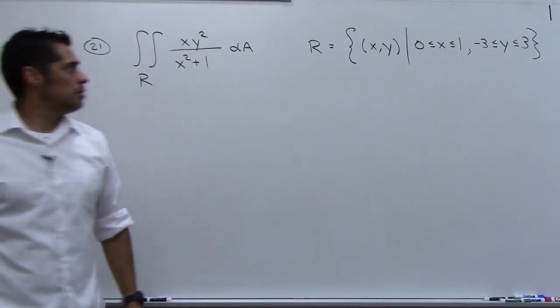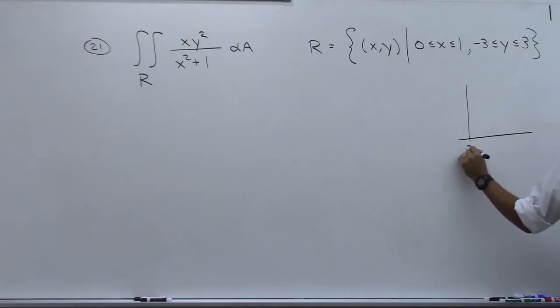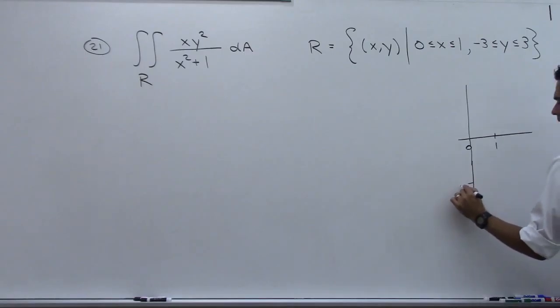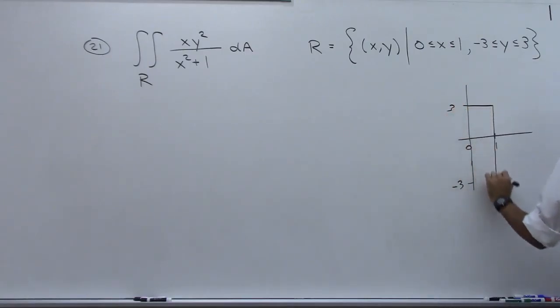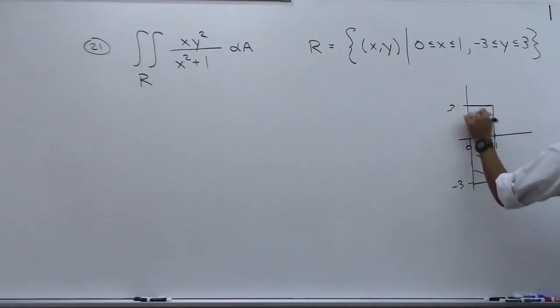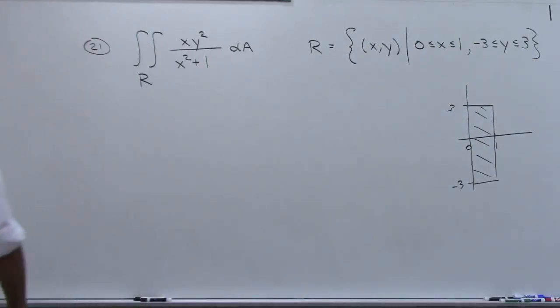Okay, so this just means our domain, our x's go from 0 to 1, our y's go from -3 to 3. So that's our rectangular region we're integrating over. Here's our function we're integrating, or that's the surface that we're integrating. Trying to find basically the volume underneath that surface on top of that rectangle.